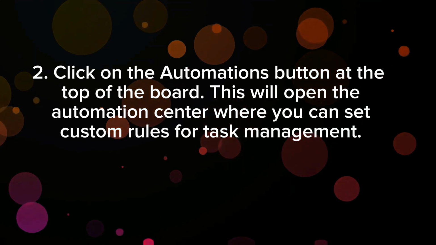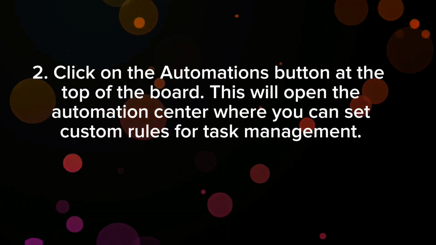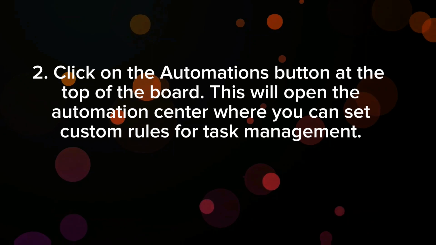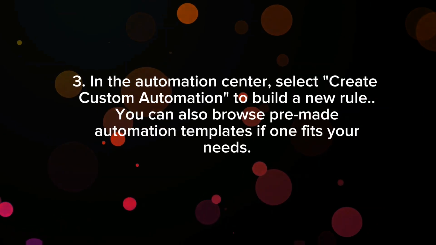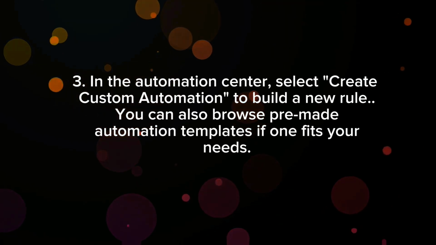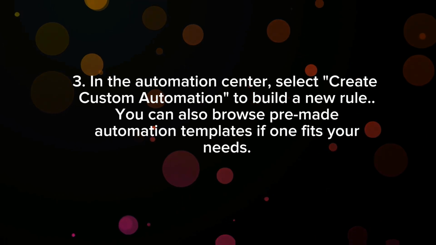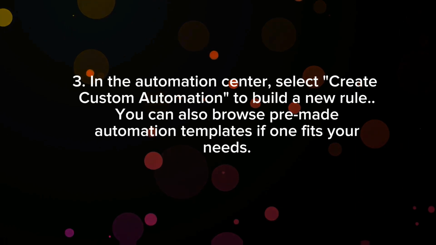2. Click on the Automations button at the top of the board. This will open the Automation Center where you can set custom rules for task management. 3. In the Automation Center, select Create Custom Automation to build a new rule. You can also browse pre-made automation templates if one fits your needs.